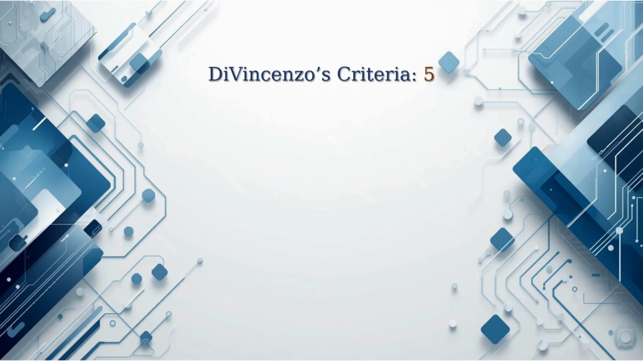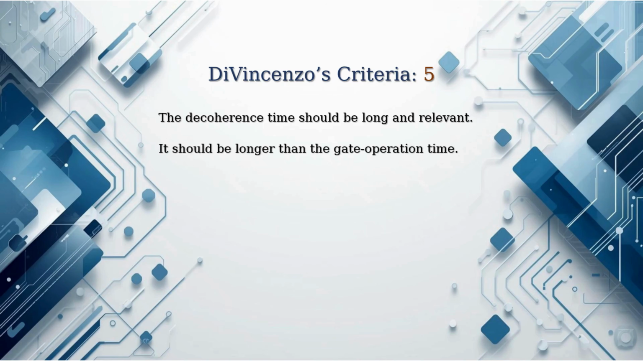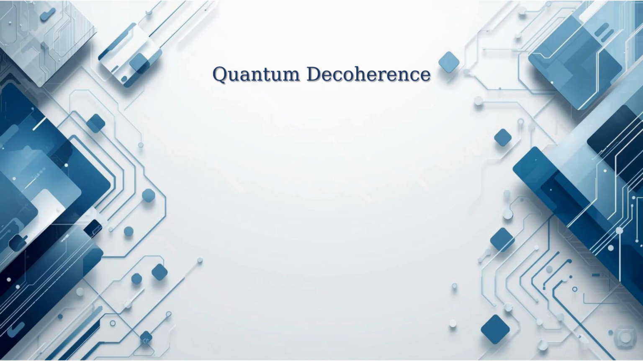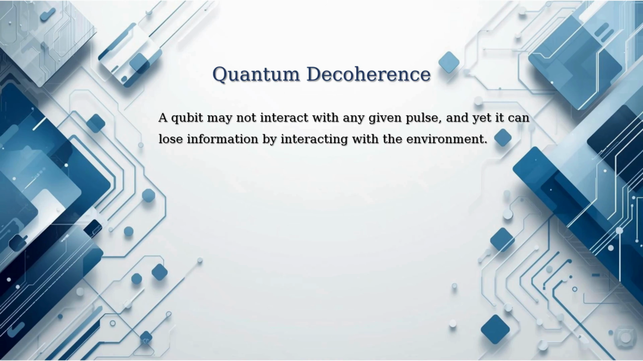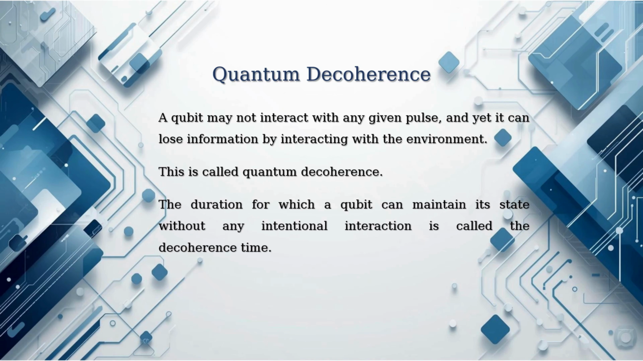And the fifth and last criteria is that the decoherence time should be long and relevant. It should be longer than the gate operation time. A qubit may not interact with any given pulse, and yet it can lose information by interacting with the environment. This is called quantum decoherence, and the duration for which a qubit can maintain its state without any intentional interaction is called the decoherence time.